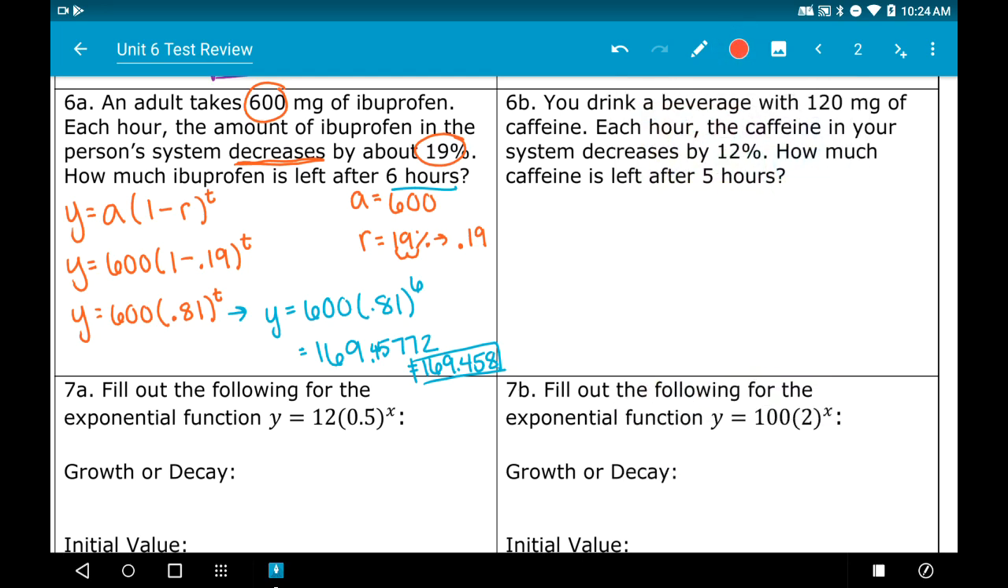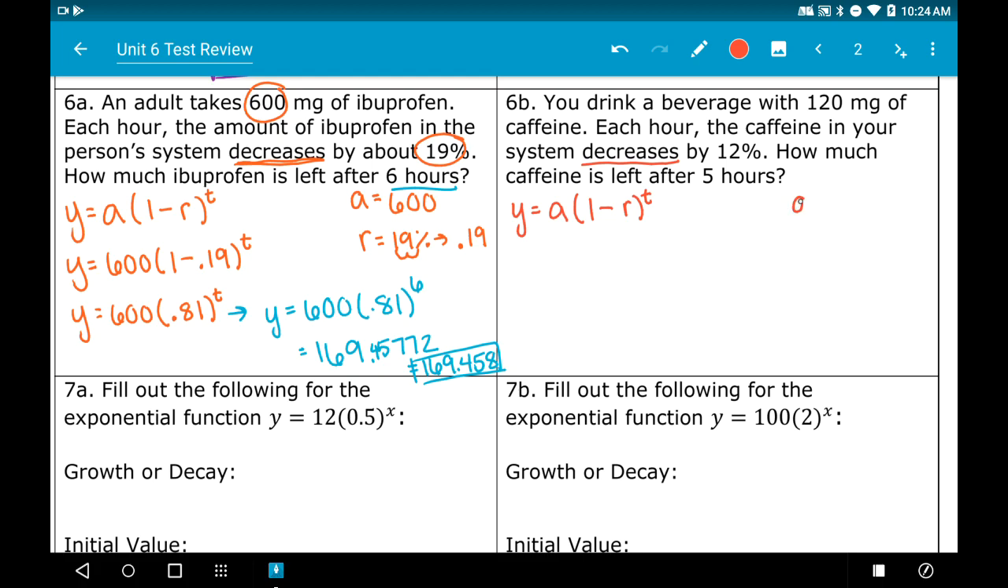Our next question says, you drink a beverage with 120 milligrams of caffeine. Each hour, the caffeine in your system decreases by 12%. How much caffeine is left after 5 hours? So again, this is decreases, so it means it's going to be decay. And our equation will be y equals a times 1 minus r to the power of t. This minus right here is very important when it's decreasing. If it's increasing, it would be a plus.